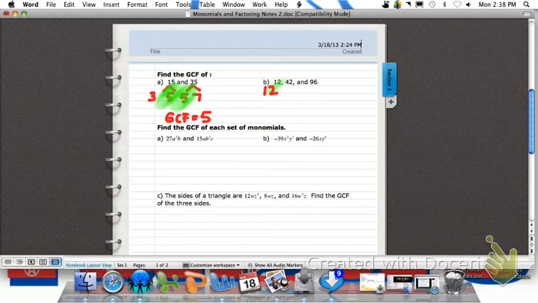So does 12 go into 42? Well, 12 times 3 is 36. 12 times 4 is 48. So 12 does not go into 42 evenly. So that means 12 is not a greatest common factor. They don't share that. 12 does not go into 42 evenly.